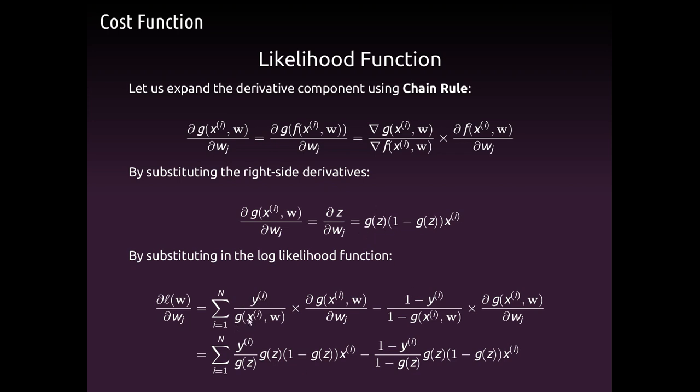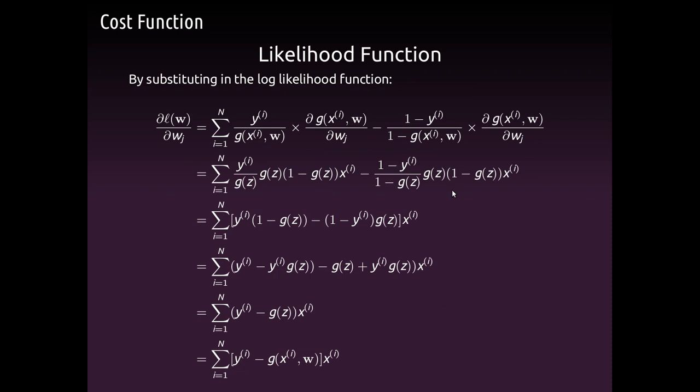So we will have here y super i divided by g of x super i and w, which is g of z, multiplied by g of z times 1 minus g of z multiplied by x super i, minus 1 minus y super i divided by 1 minus g of z, again multiplied by the same term, g of z multiplied by 1 minus g of z multiplied by x super i. We simplify the generated equation, so we'll have here y super i, this will delete this term, multiplied by 1 minus g of z multiplied by x super i, minus 1 minus y super i multiplied by g of z, because this term will be deleted, and here we take this x super i outside the brackets, so it is multiplied by both terms inside the brackets.